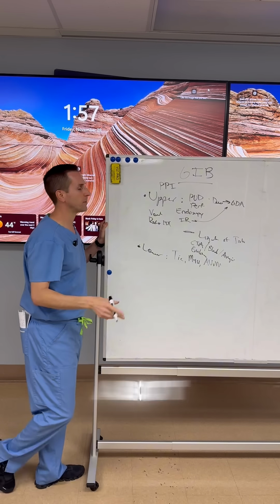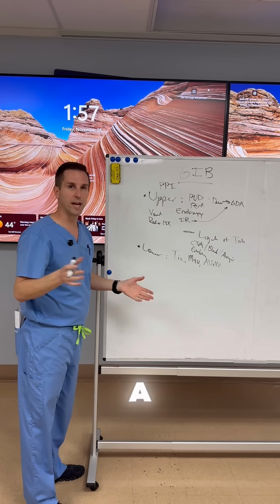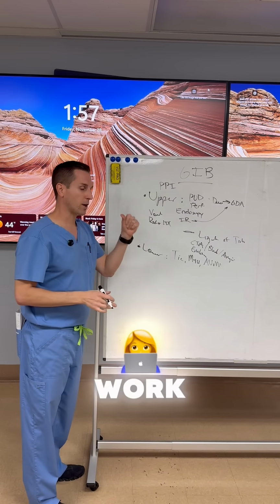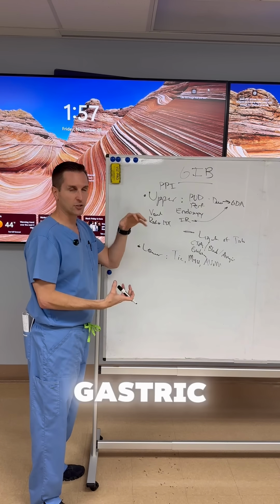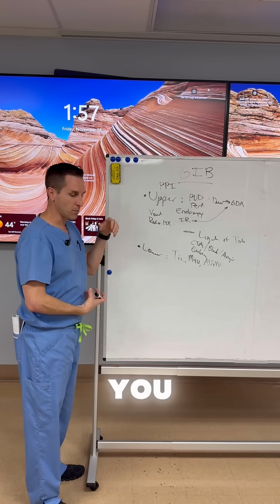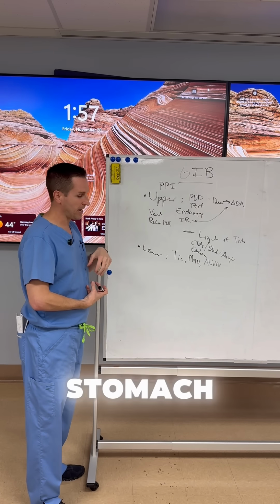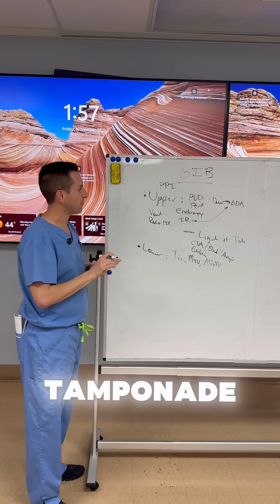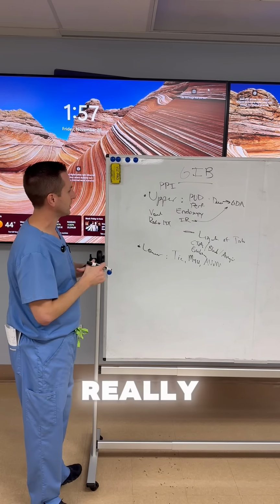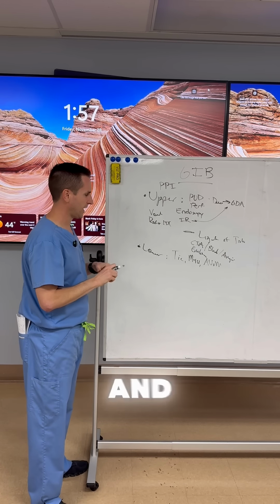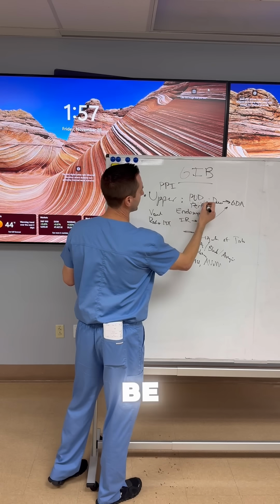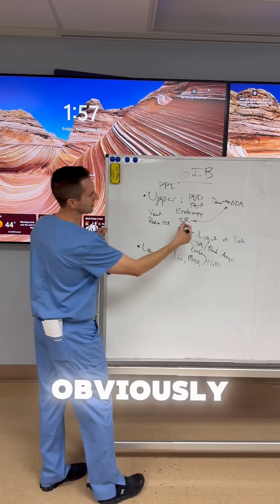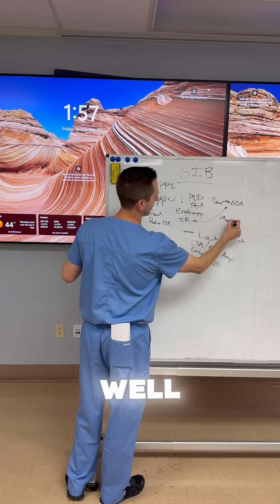And someone asked me too about like a Blakemore. We've only done those a handful of times, but they do work. It's a special type of nasogastric tube that has a gastric balloon and an esophageal balloon. You blow up the gastric balloon in the stomach, and then the esophageal balloon is going to tamponade the bleeding there. But that's a really rare situation, and it is a major problem. But peptic ulcer disease is going to be your mainstay there. And this obviously can be from a gastric mass as well, something like that.